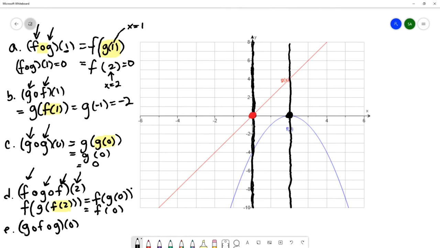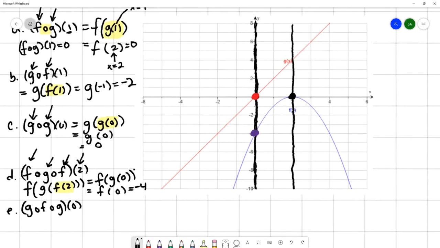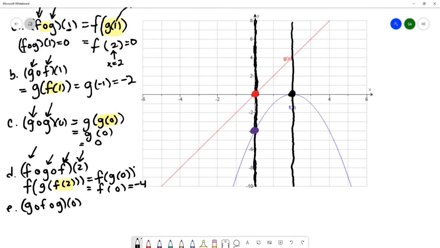Finally, I need to find f of 0. I've already got the vertical line at x equals 0, and this spot right here is where the vertical line crosses the graph of f, and that is at the y value of -4. F of 0 is -4. We've got our last one here. Let me erase all these markings.